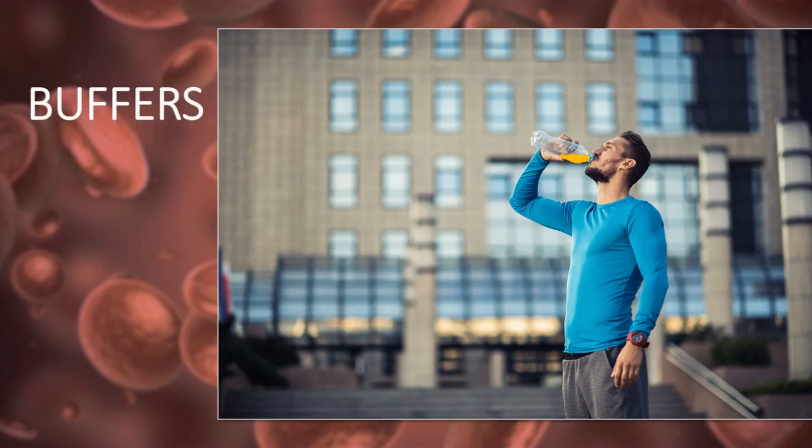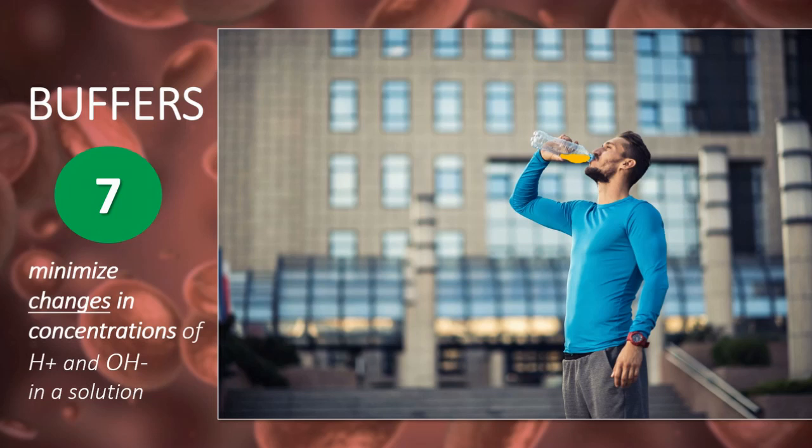The internal pH of most living cells must remain close to a pH of 7 in order for that cell to stay alive. Buffers are substances that minimize changes in concentration of hydrogen and hydroxide ions in a solution, so they help keep things in balance.